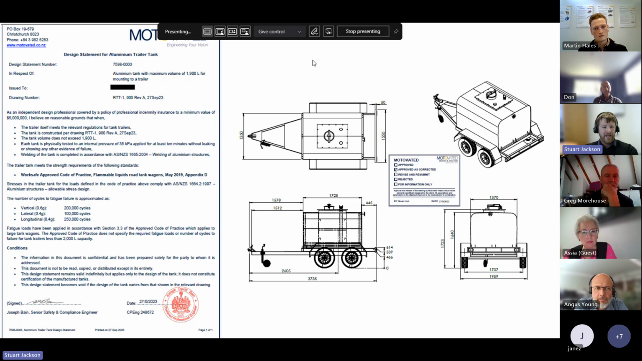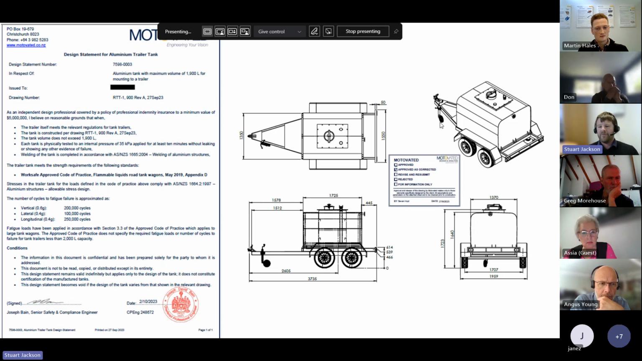This is actually what a design statement looks like. This is an actual design certificate, design statement, for an aluminium trailer tank, and it states conditions there. It says on the top there, as an independent design professional covered by policy of professional indemnity insurance to a minimum value of $5 million, I believe on reasonable grounds that, and then we have a number of conditions, and then we reference the standards that we've used. We've mentioned fatigue on this particular load, on this particular design statement, and then there are more conditions down the bottom, and it's signed and stamped and dated, and that is linked to a particular drawing number.